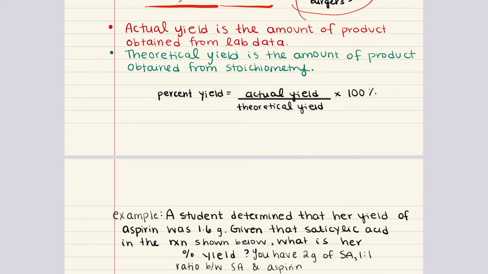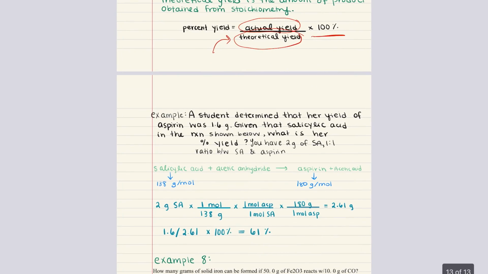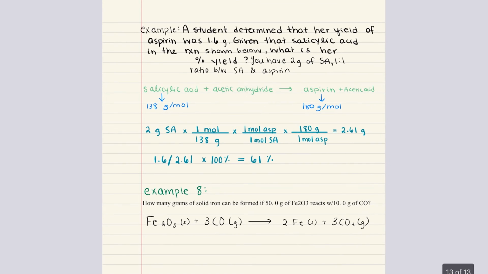Now, you can calculate something called the percent yield of a reaction. It's a useful way to relate the actual yield to the theoretical yield, and it has the following equation. It's actual yield over theoretical yield multiplied by 100%. Okay, now let's put these two ideas together and tackle a practice problem.